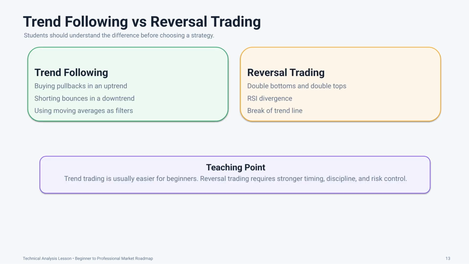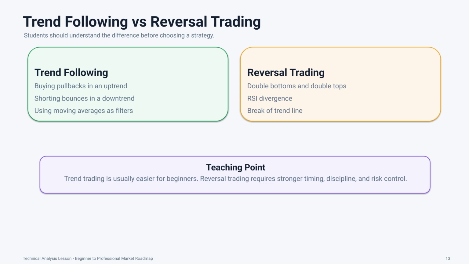Now, let's talk about the difference between trend following and reversal trading. These are 2 different styles of trading, and students should understand the difference before choosing a strategy. First, let's look at trend following. Trend following means we are trading in the same direction as the current trend. If the market is in an uptrend, we look for buying opportunities, especially on pullbacks. If the market is in a downtrend, we look for shorting opportunities, especially when price bounces into resistance.